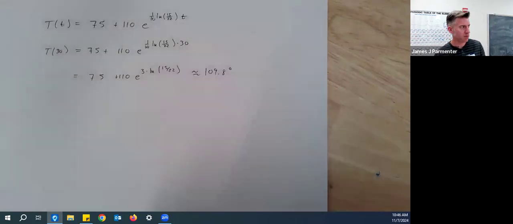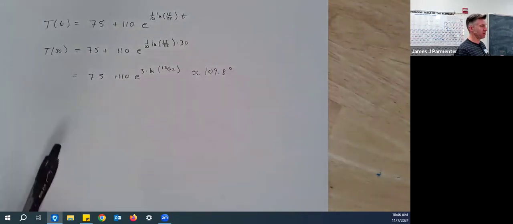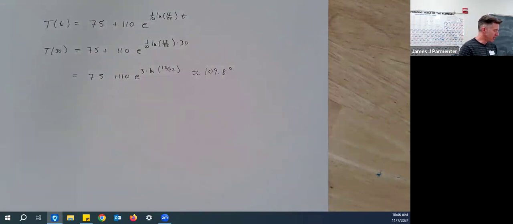Any questions about that? Yeah. TS is the temperature of the surrounding environment. So in this case, the surrounding environment was 75 degrees because that was the temperature of the room you put it in. Yeah.